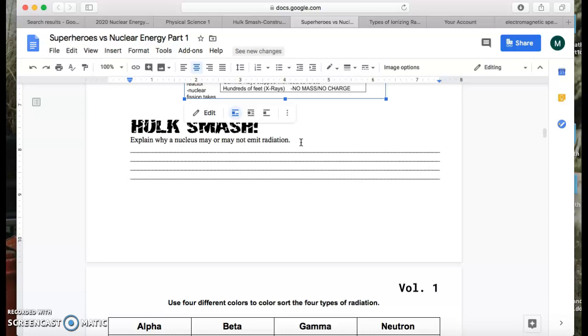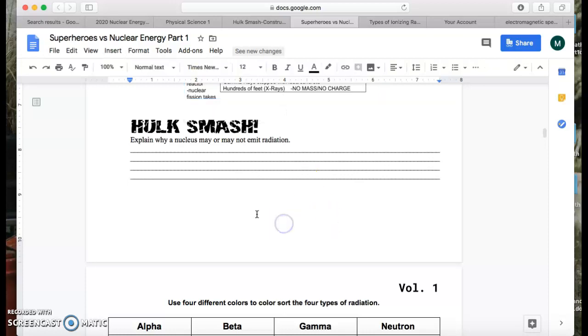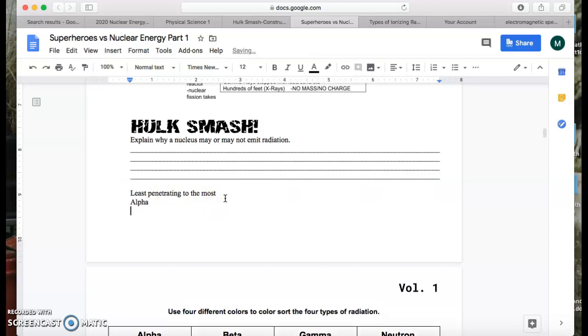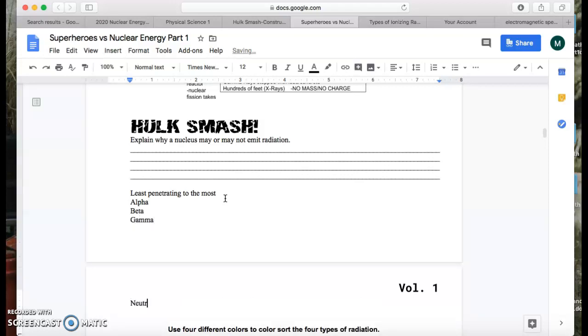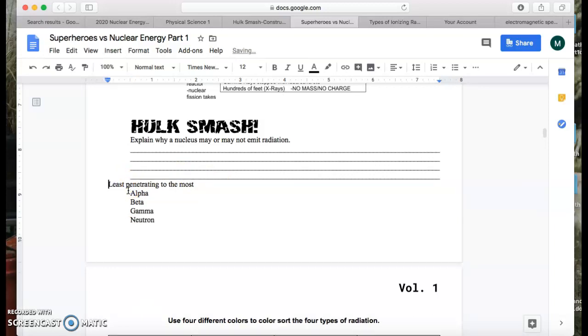Okay? The last thing I do want to make sure that I include for you here is understanding the order of the least penetrating to the most. In other words, what we're saying is how far it will actually go. And we know alpha particles, beta particles, gamma rays, remember those are waves, and then neutron. And I'll pull that up so you guys can see it.